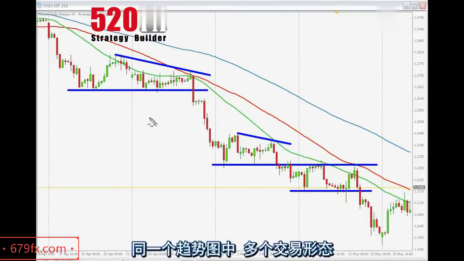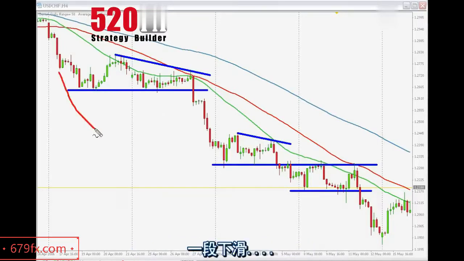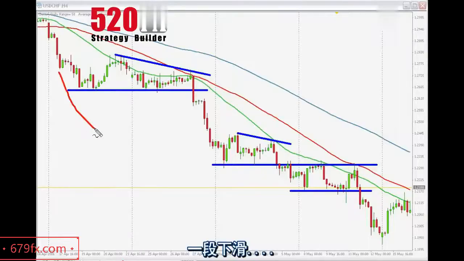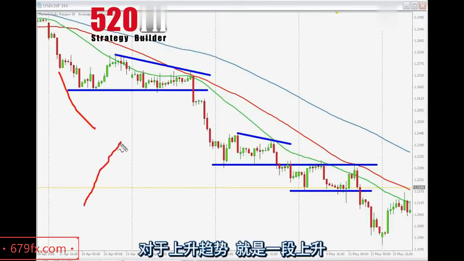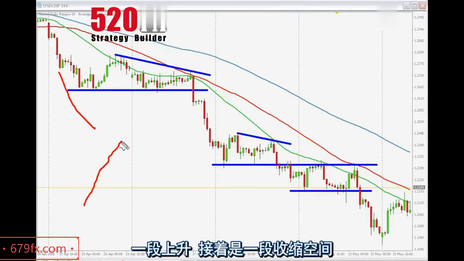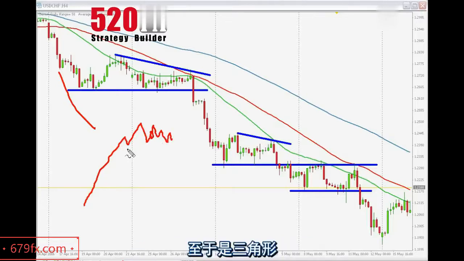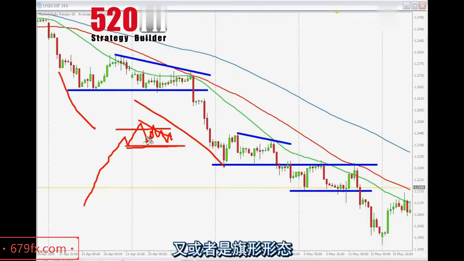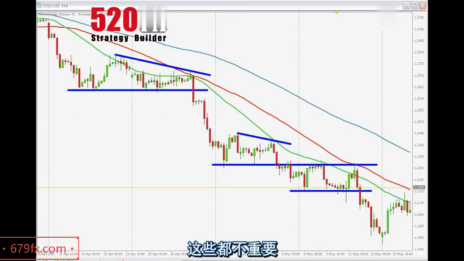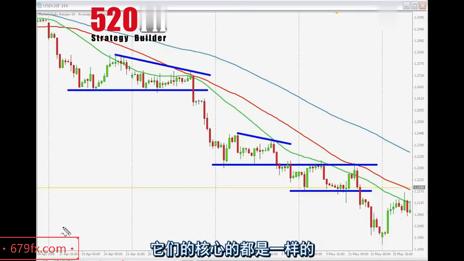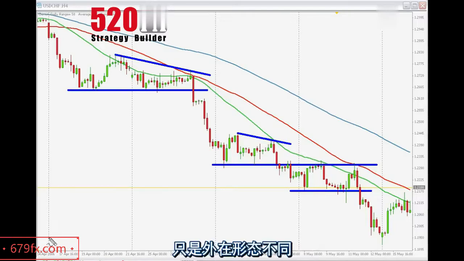You see how basically we are following the same pattern in all the charts that I've been showing you. One swing down or swing up in case of an uptrend, one swing up, a period of consolidation. It doesn't really matter whether it's a triangle, whether it's a range, or whether it's a flag. It doesn't matter the actual pattern of the congestion area. They are all basically the same thing, just different shapes, but the same price action behavior.